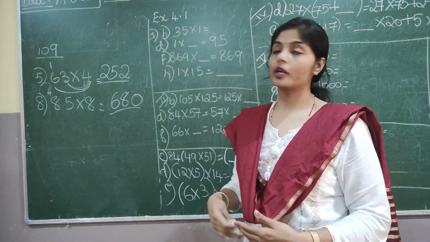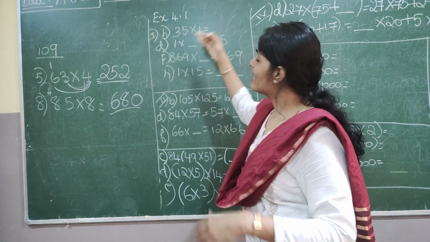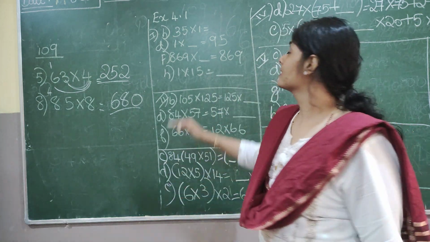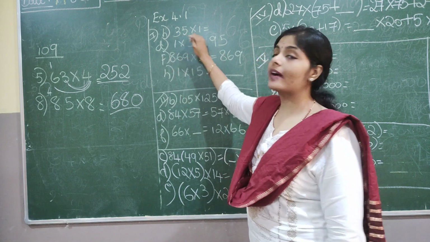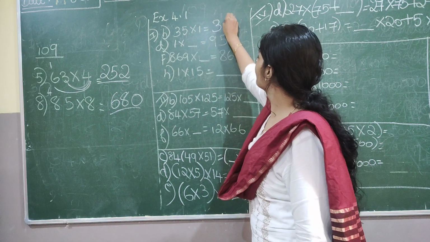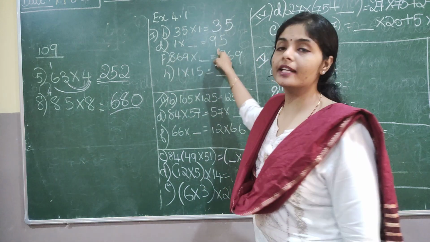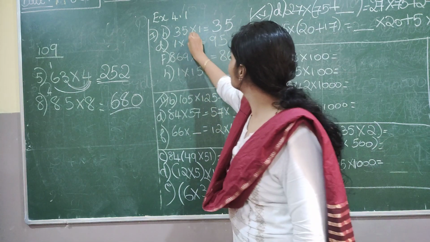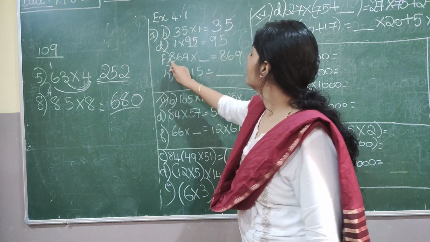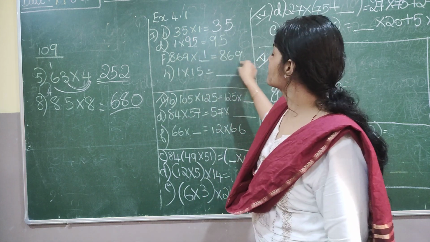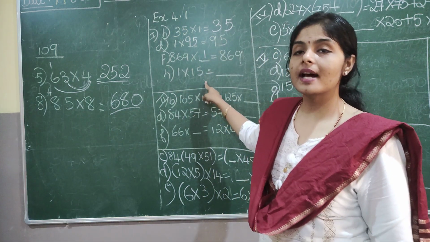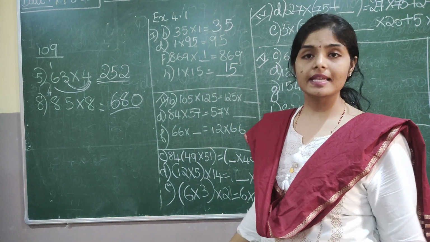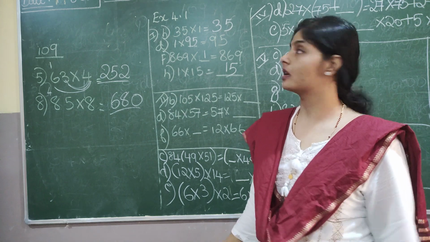In exercise 4.1, as soon as you look into the question, you will know. Actually, this is very easy, children. Just see it. 35 into 1 is 35. 1 into 95 is 95. 869 into 1 is 869. So this one, what is the answer of 1 into 15? 15. Easy, no, children? Multiply into 1.